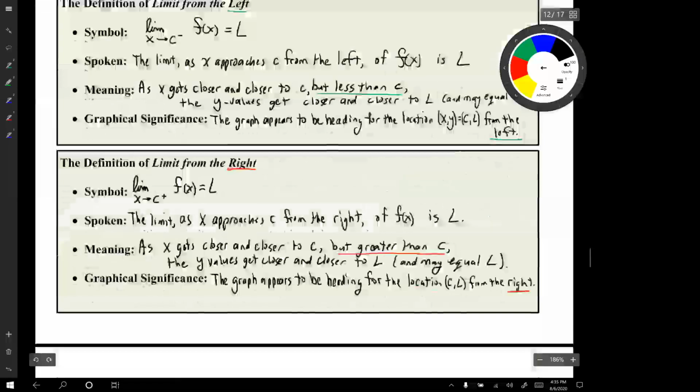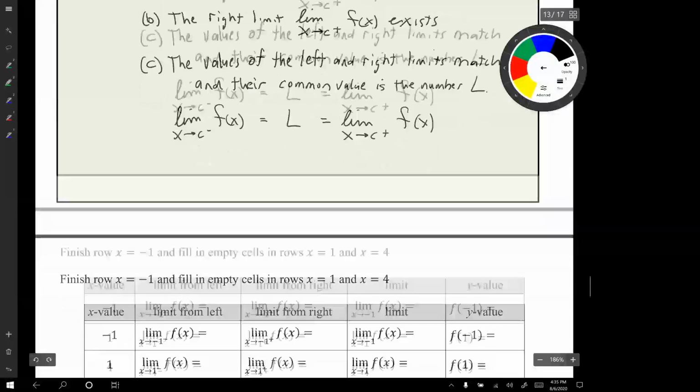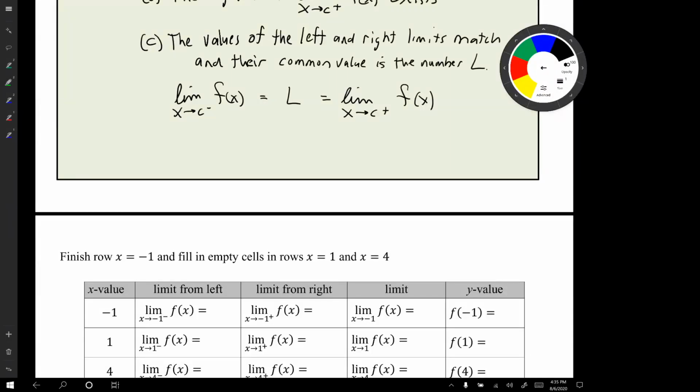So let's put that stuff in the table. From the left, the graph appeared to be heading for (-1, 1), so we put a 1 there. From the right, the graph appeared to be heading for (-1, 2), so we put the 2 there. But again, the limit does not exist. It can't because those two left and right limits don't match. But the y value did exist. The y value was the number 1.